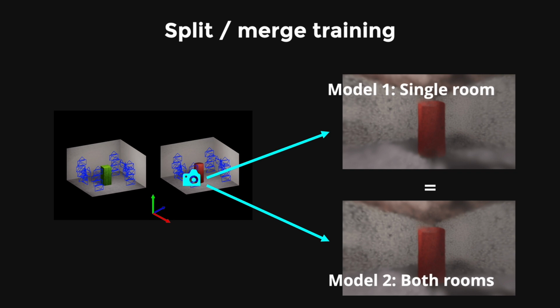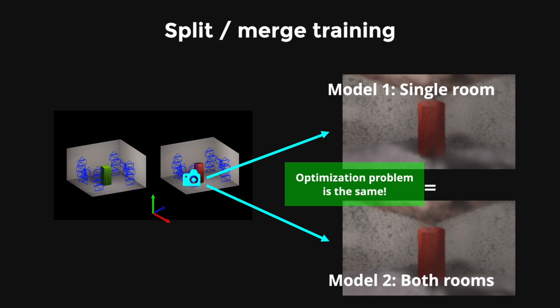Therefore, if we're trying to use some camera to optimize our Gaussian model, it would only affect the Gaussians that are within the room, regardless of whether we're training these models separately or as a unified model. Therefore, the optimization problem that we're actually solving in both these models is identical.